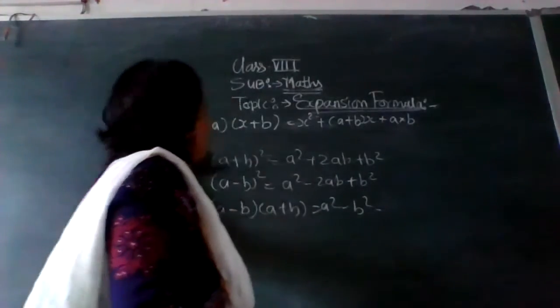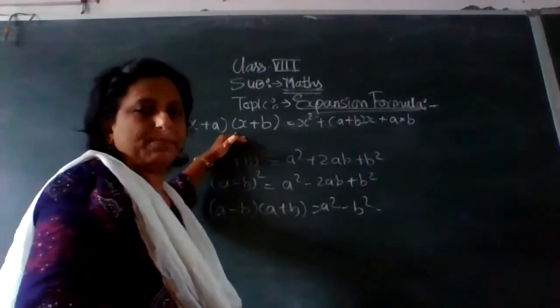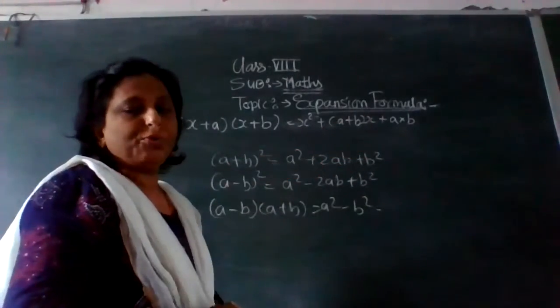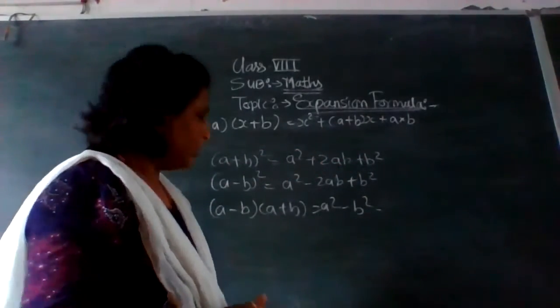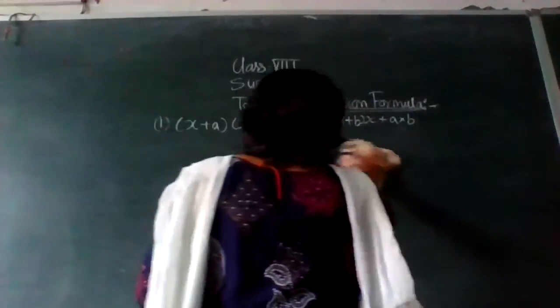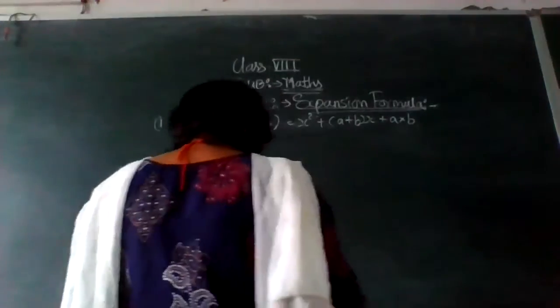So another important formula is (x + a)(x + b) equal to x² + (a + b)x + a times b. Okay, this is another formula that is very important. So we will go through some examples based on this formula.